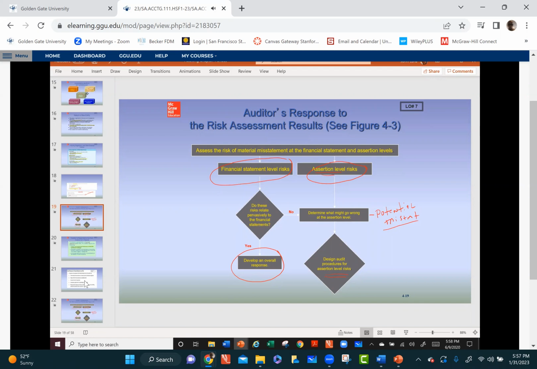Okay, so what we're going to do is look at how I respond at a financial statement level, and how I respond at an assertion level. So let's take a look at, before we jump into the next slide, let me ask a question. We're going to talk about financial statement level risk, so get ready, okay?